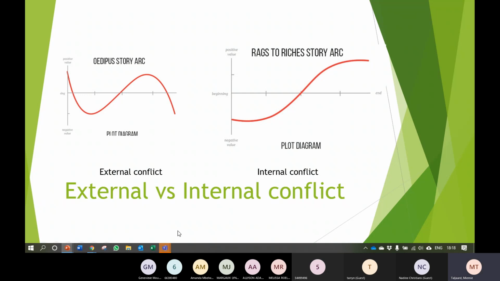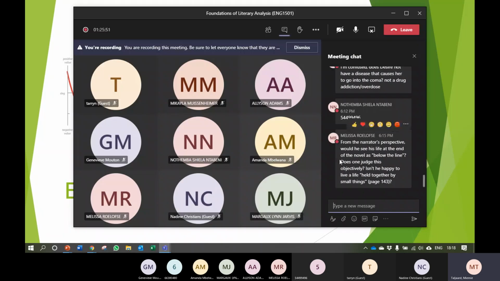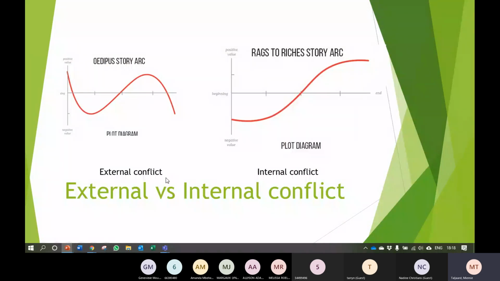So if we go back to Melissa's question, from the narrator's perspective, would he see his life at the end of the novel as below the line? I think that's why, Melissa, we need to look at the external conflict and the internal conflict. If you look at it from the outside, he ends up having a kind of subsistence out in the wild. But when we look at his internal conflict, he moved to peace.